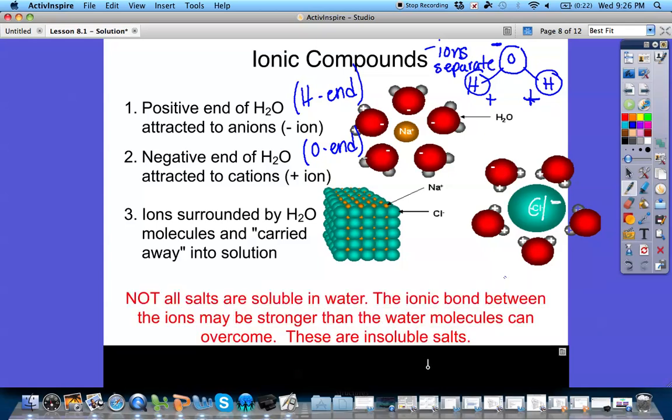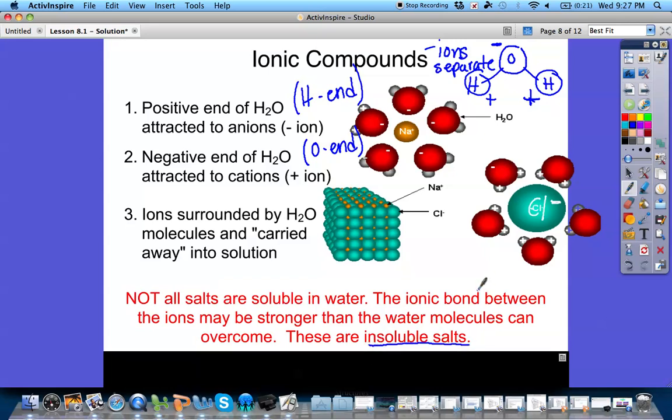It is important to note that not all salts are soluble in water. The ionic bond between the ions may be stronger than water molecules can overcome. These are insoluble salts. So if I gave you an example of a compound and I said that you try to dissolve it in water, and no matter what you did, it would not dissolve, you just need to know that that would be known as an insoluble salt.